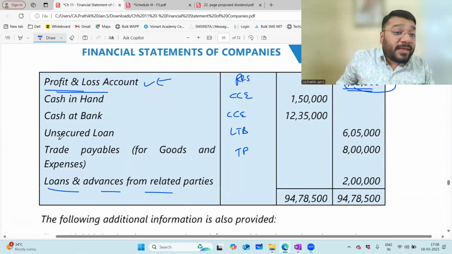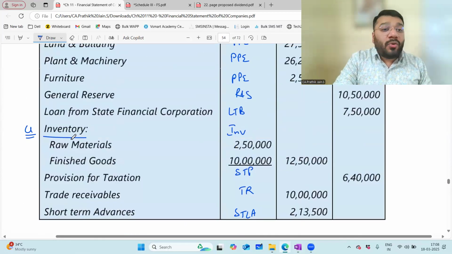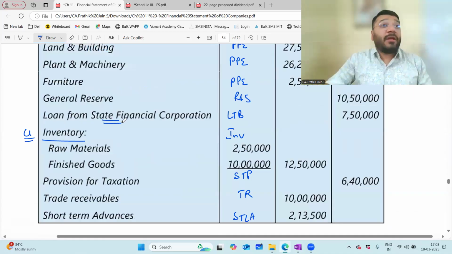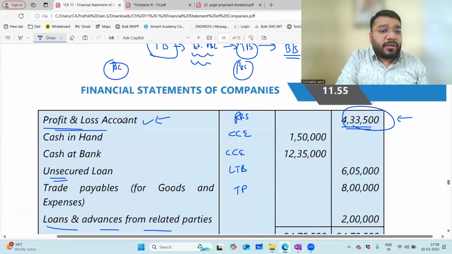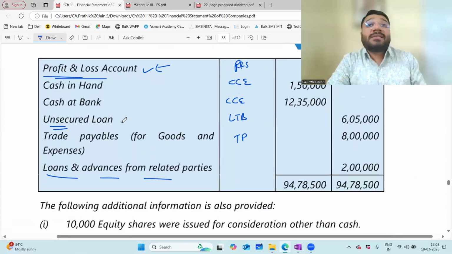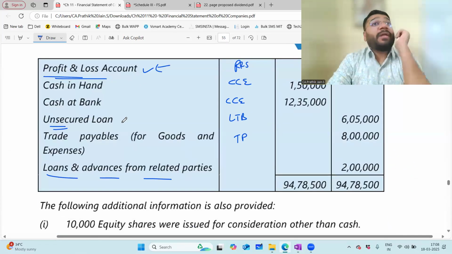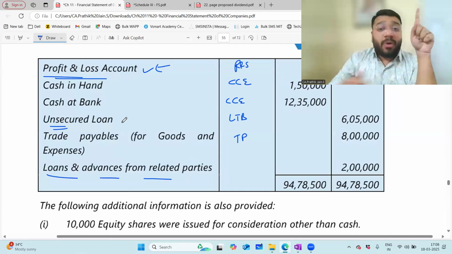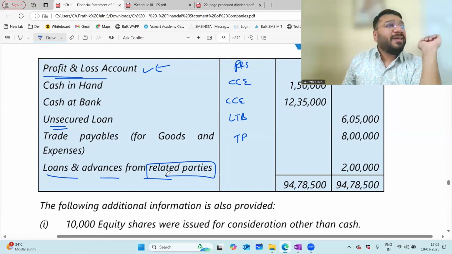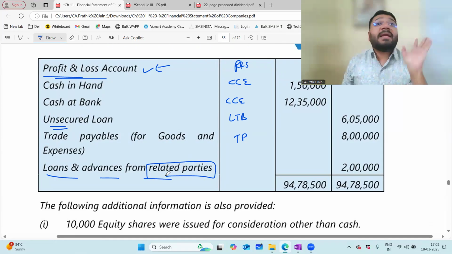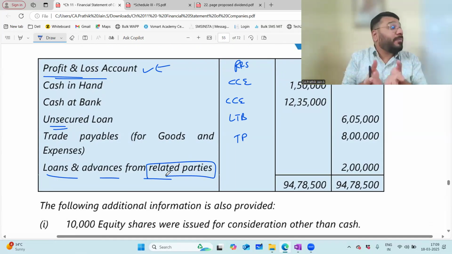In case of unsecured loan and in case of loan from state financial corporation, nothing is mentioned. You said long term. Now here, loans and advances from related parties, nothing is mentioned here also. What will you take? You'll take short-term borrowing, because I told you whenever you deal with related parties, it is always for a short-term period. With the related parties or from relatives, we always ask for short-term help.